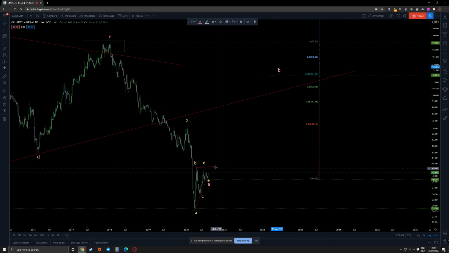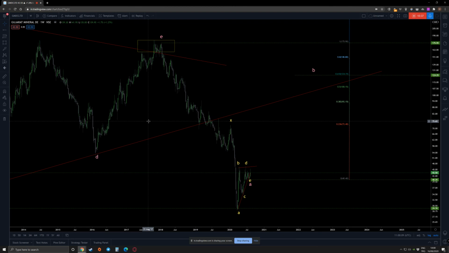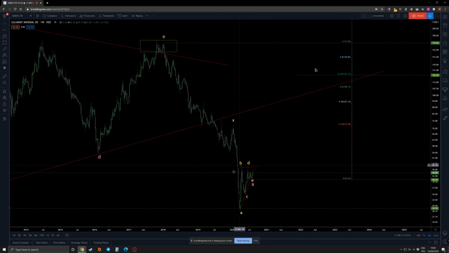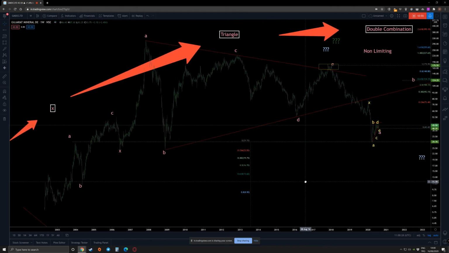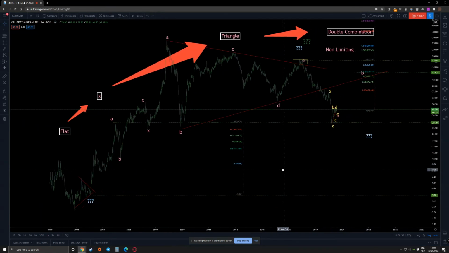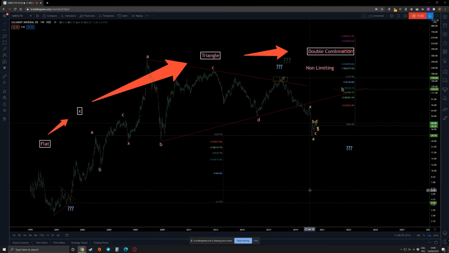So the key point of this chart now, the key point of this idea, is to understand if we are right: if this triangular formation is broken up, retested, and if we have started to move up. The more we move up, the more likely that this idea can be true. Okay, so I hope this makes sense, guys.